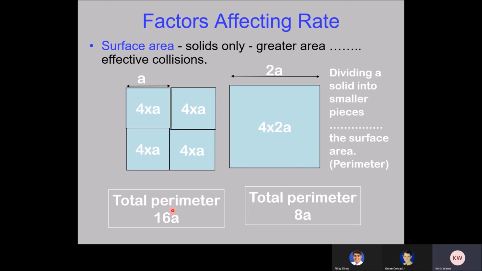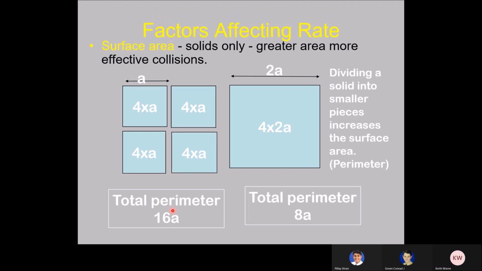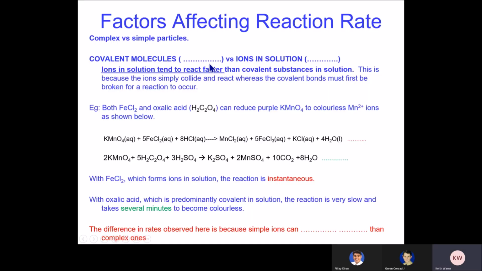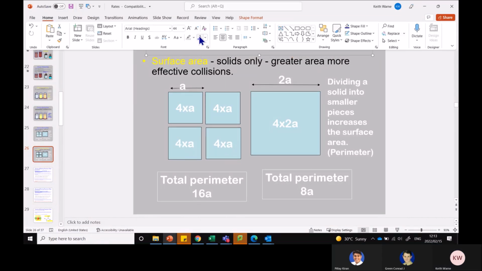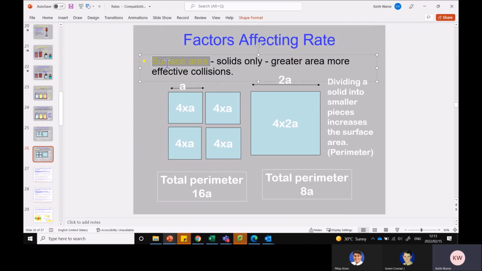So that's this effect. It's the surface area effect. If you make the surface area bigger by making the pieces smaller, the reaction rate increases. And this only works with solids. Okay? Factors affecting reaction rate. That's only for solids. And if you increase the surface area, the solid will react faster because solids react from the surfaces. So make sure you've got that.